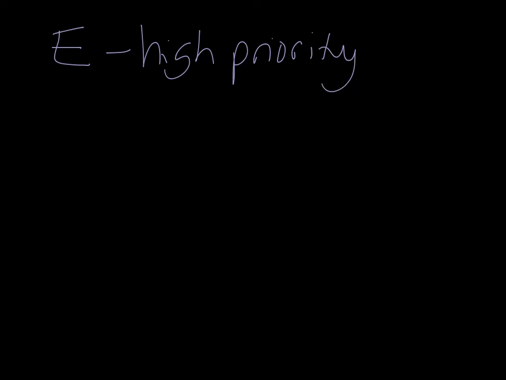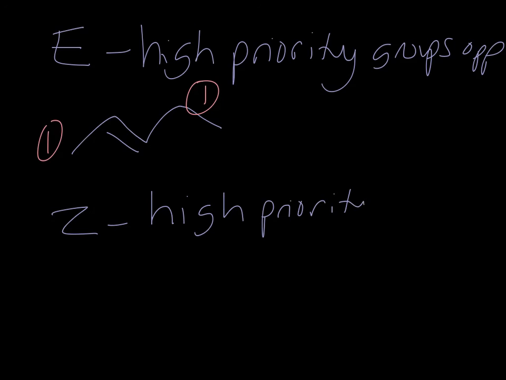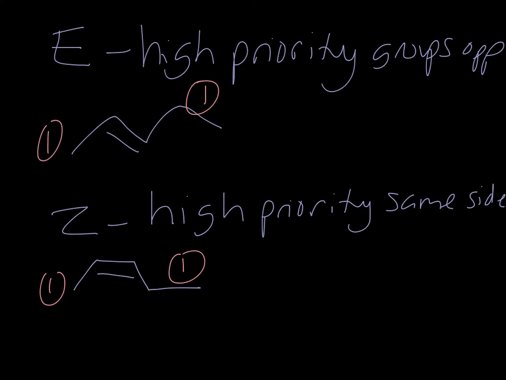So looking at what we've talked about, we have the example of E when we have our high priority groups opposite of one another. So an example of that might be this guy. My highest priority groups are on opposite sides of the double bond. We also have Z, where the high priority groups are on the same side. So an example of that would be this. So we have our ones on the same side.